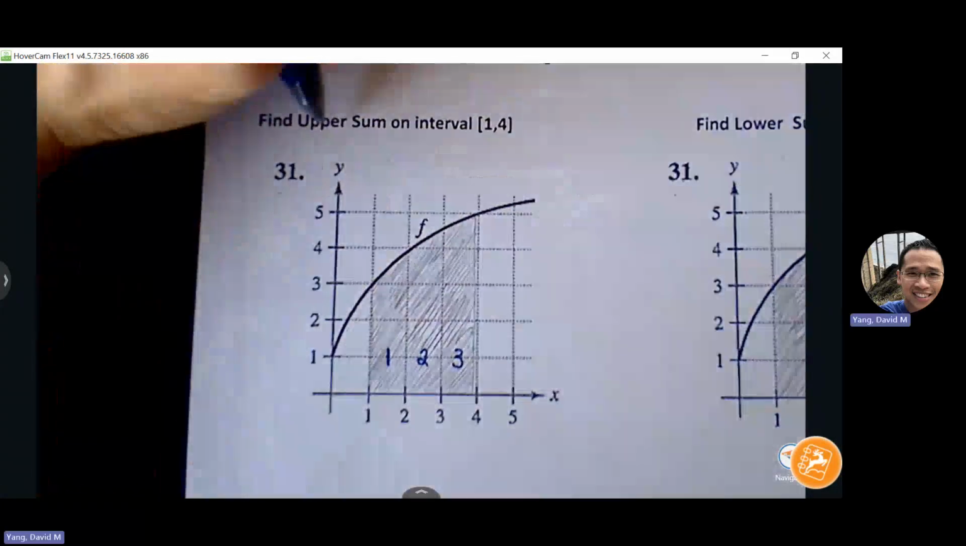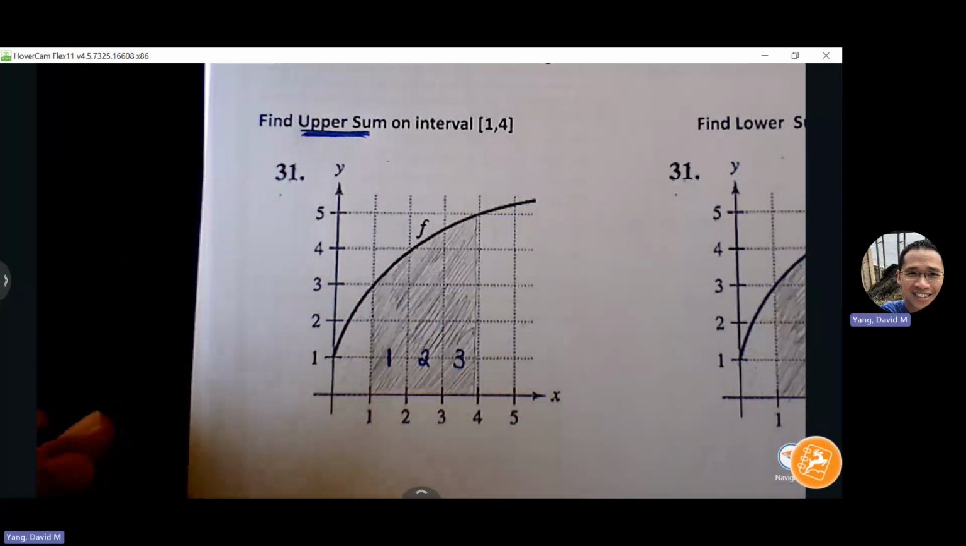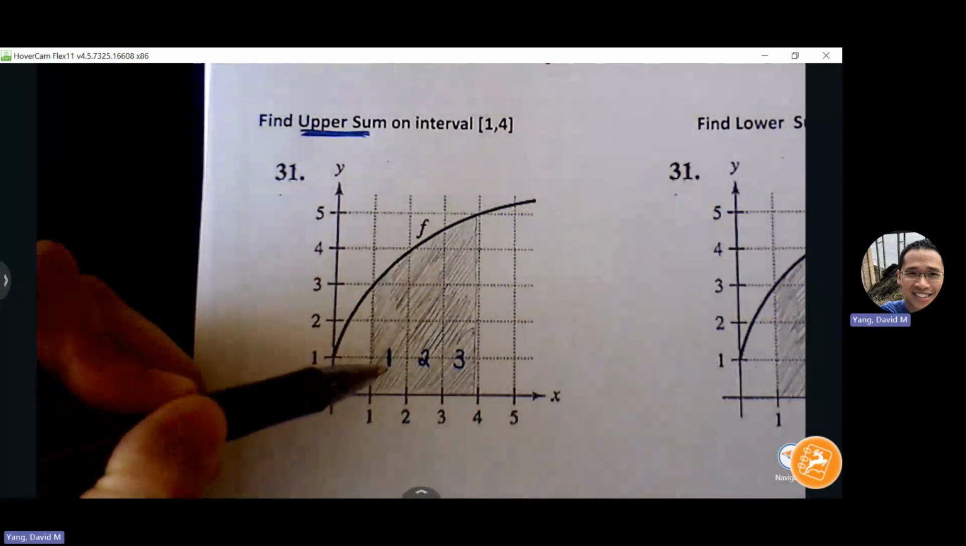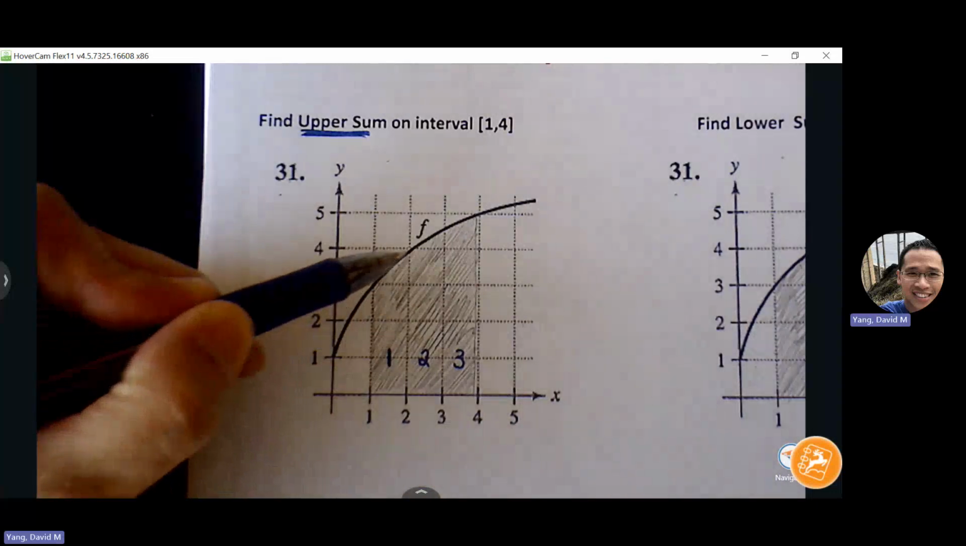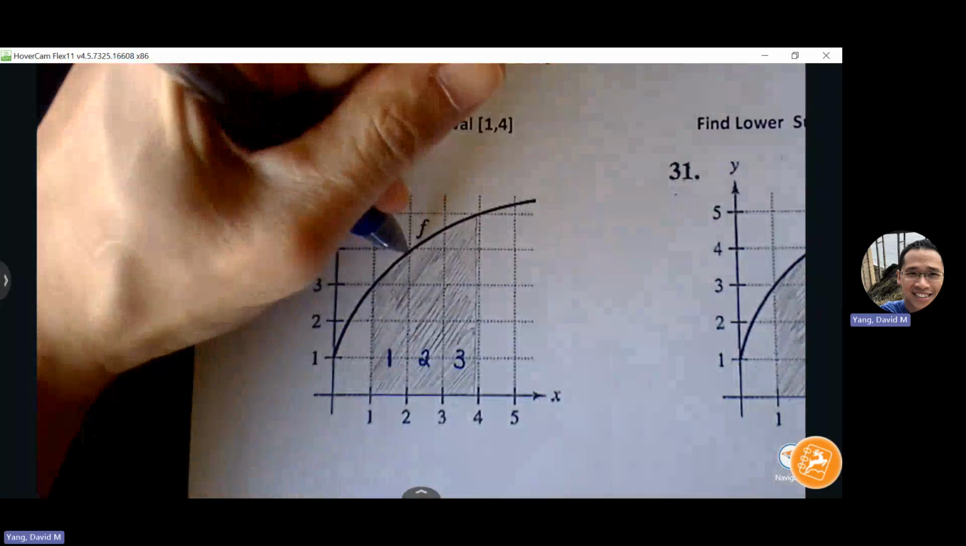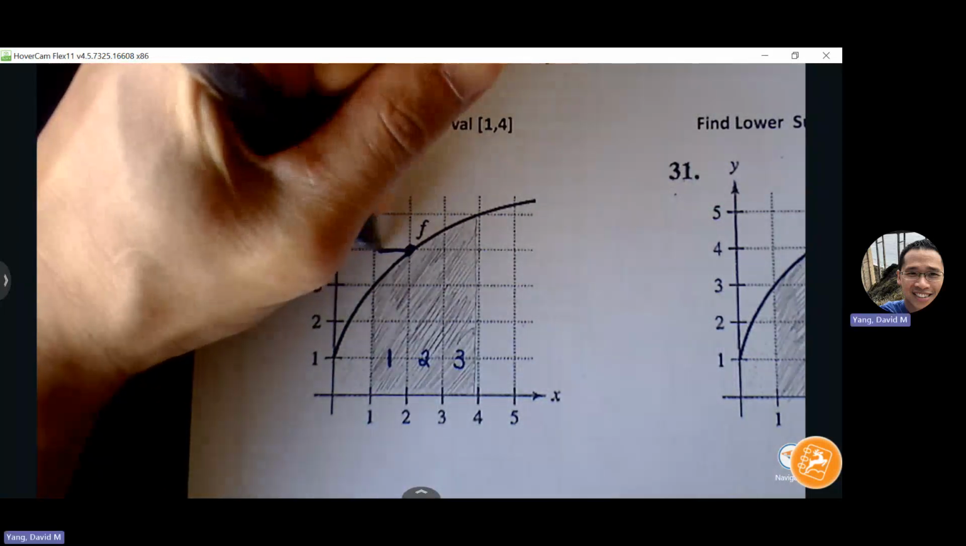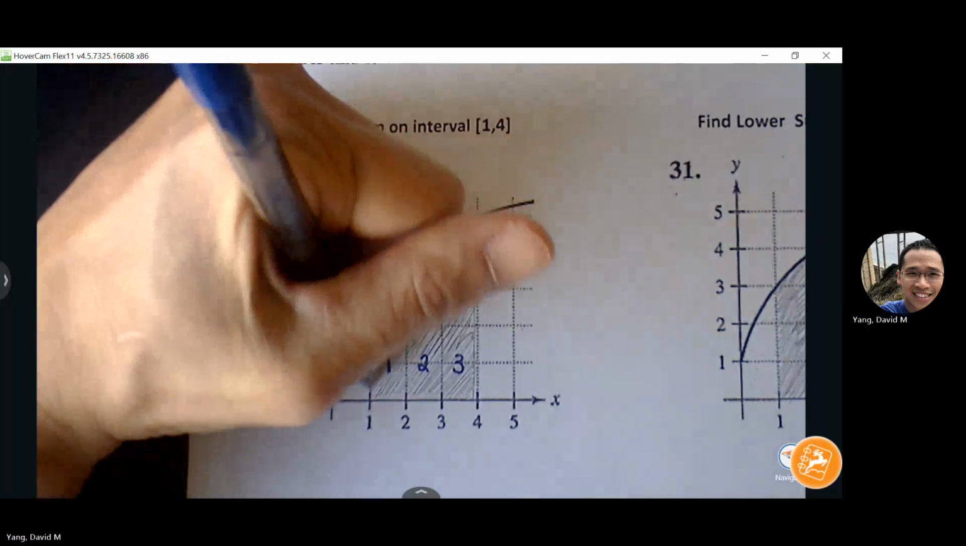Now we want to find the upper sum. So we want to force every rectangle to be above the curve. For region 1, which has the higher height, f of 1 or f of 2? F of 2. So you're going to highlight f of 2 and drag that over to represent the height of your first rectangle.